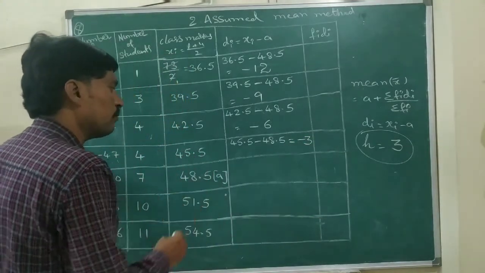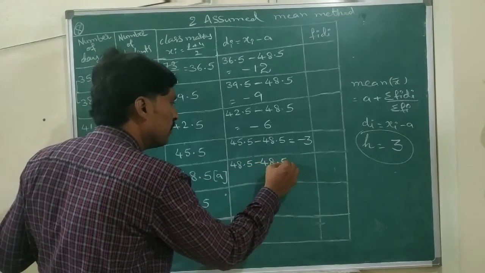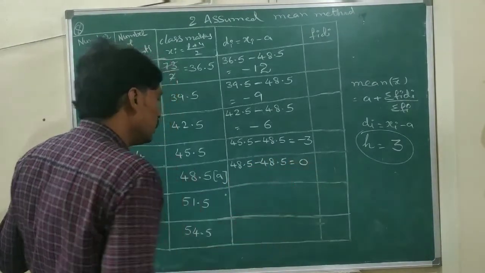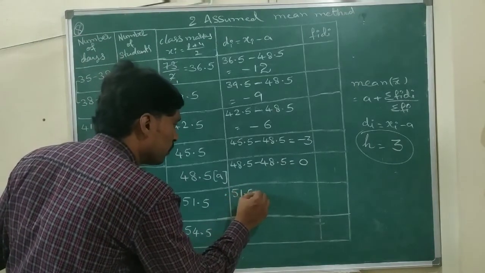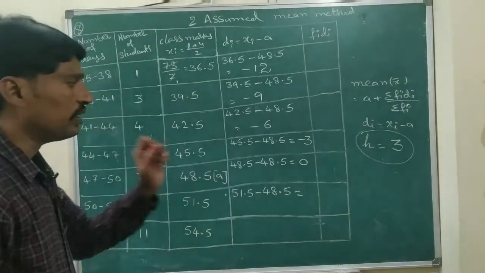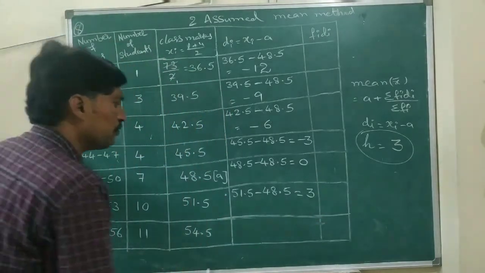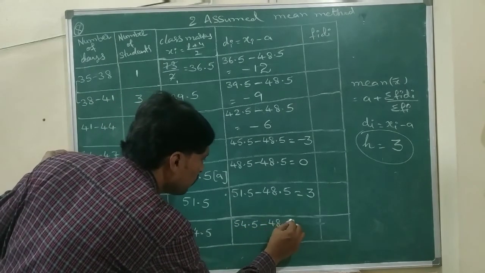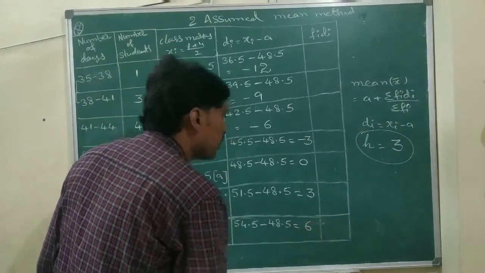Next class mark is 48.5, minus the A value 48.5, is 0. Next, 51.5 minus 48.5 is 3. The last class mark is 54.5, minus the A value 48.5, is 6.